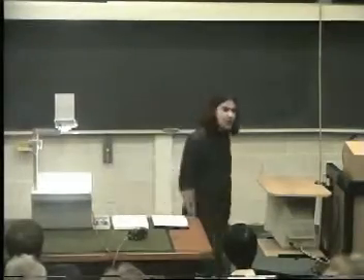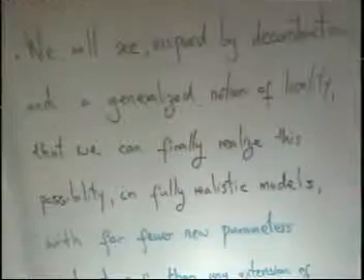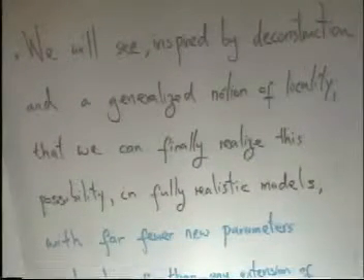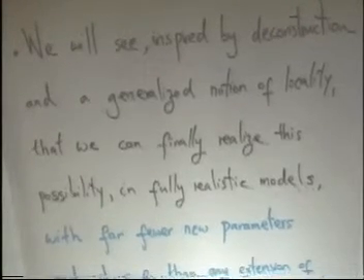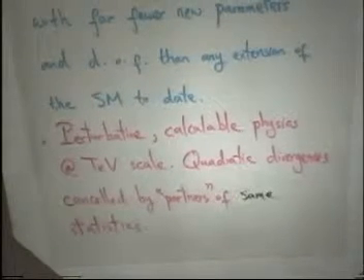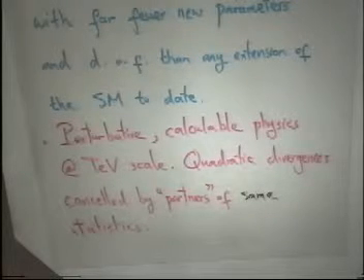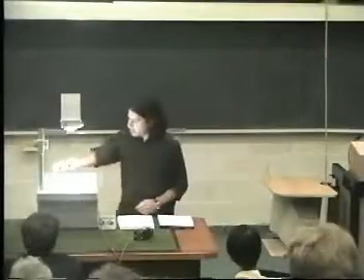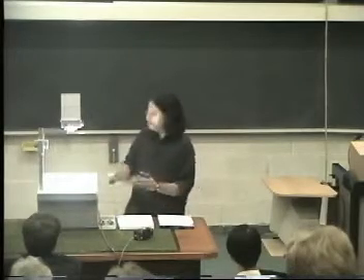But inspired by deconstruction and this generalized notion of locality, we have finally been able to realize this possibility in really fully realistic models. And the models are also just incredibly small. They have very few new parameters and very few new particles beyond the standard model. In fact, they're the smallest extensions of the standard model to date that say anything about stabilizing the weak scale. There's perturbative and calculable physics at the TeV scale, and quadratic divergences are canceled by partners of the same statistics rather than of opposite statistics. Although this is a bad way of talking, really they're canceled by some interesting pattern of symmetry breaking and spurious symmetry analysis, which I'm going to quickly talk about now.